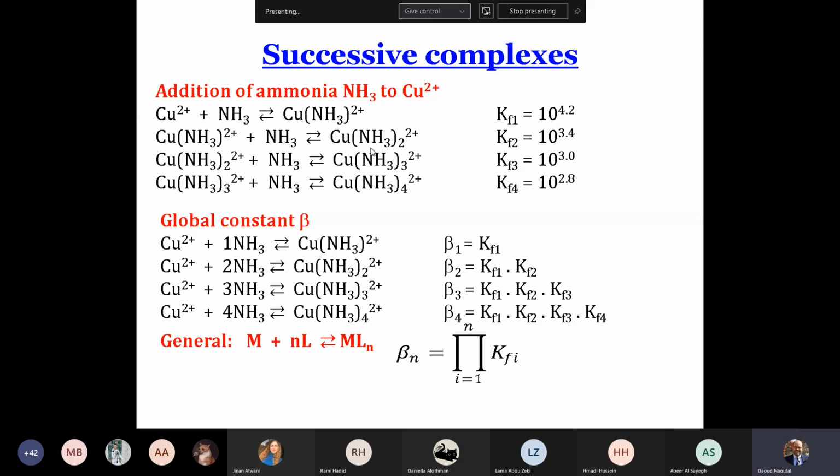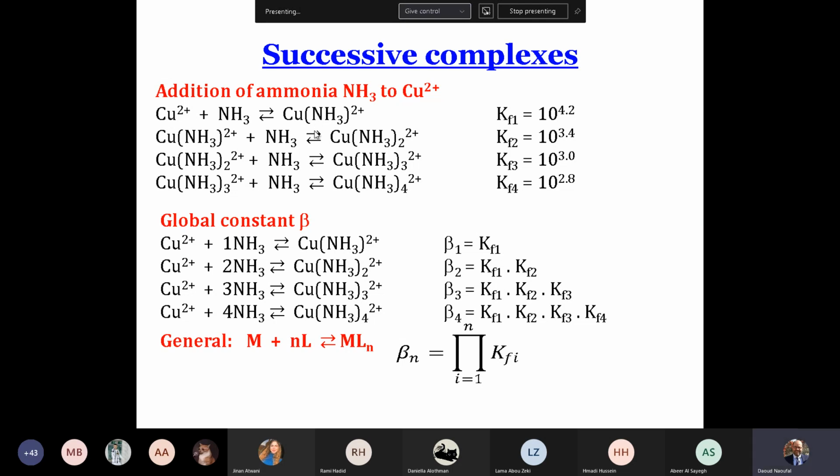Kf2 is the formation of complex 2 from complex 1. Kf3 is the formation of complex 3 from complex 2. And Kf4 is the formation of complex 4 from complex 3. The stoichiometry of these 4 reactions is the same: 1, 1, 1. And in the other complexation reaction, we have practically the same stoichiometry.